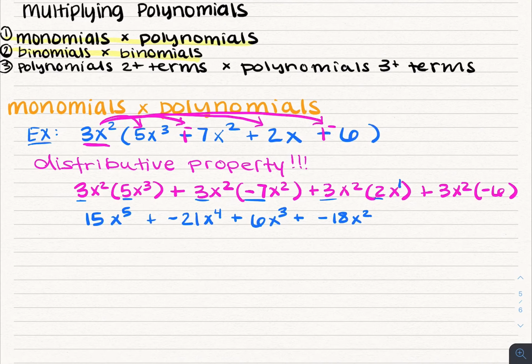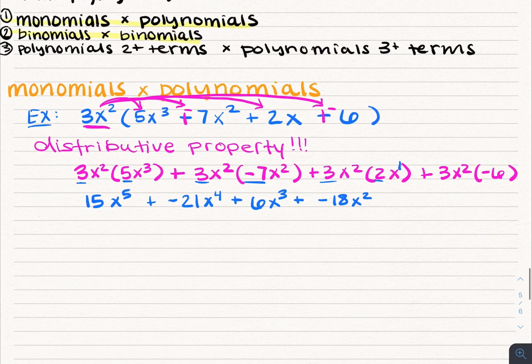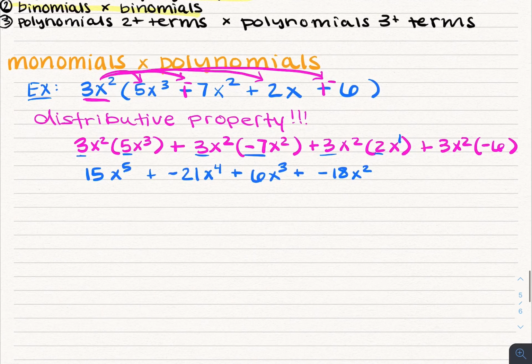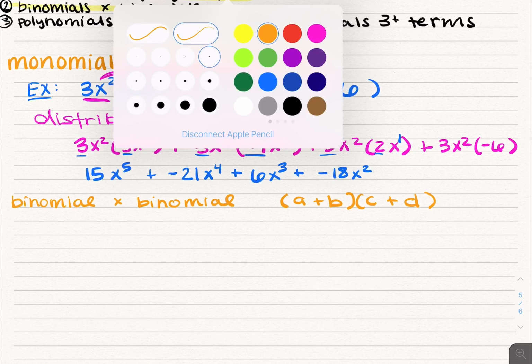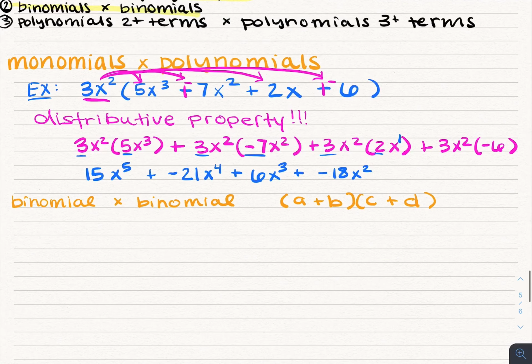So now let's go into binomials by binomial. So binomial, which reminder is 2-termed polynomials. And that can look like a plus b times c plus d. And some of you might remember this, we're going to use our FOIL method.